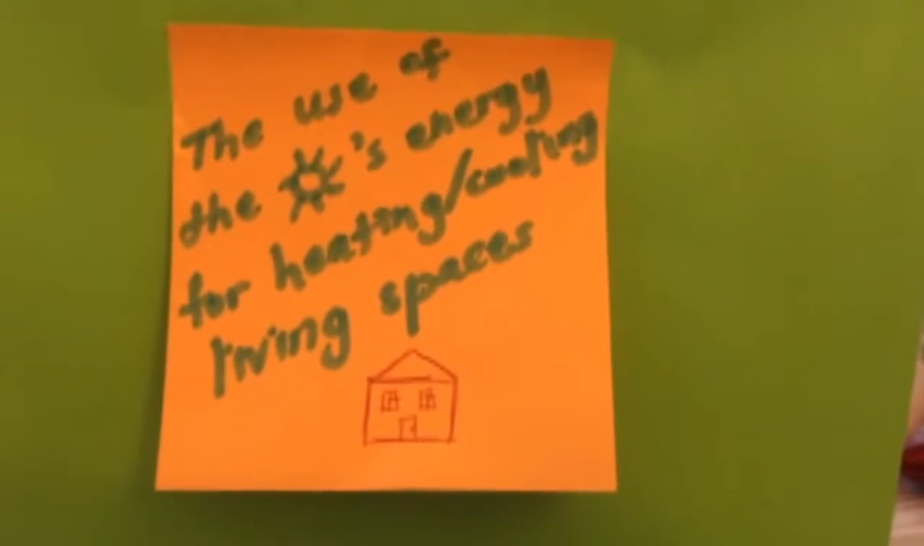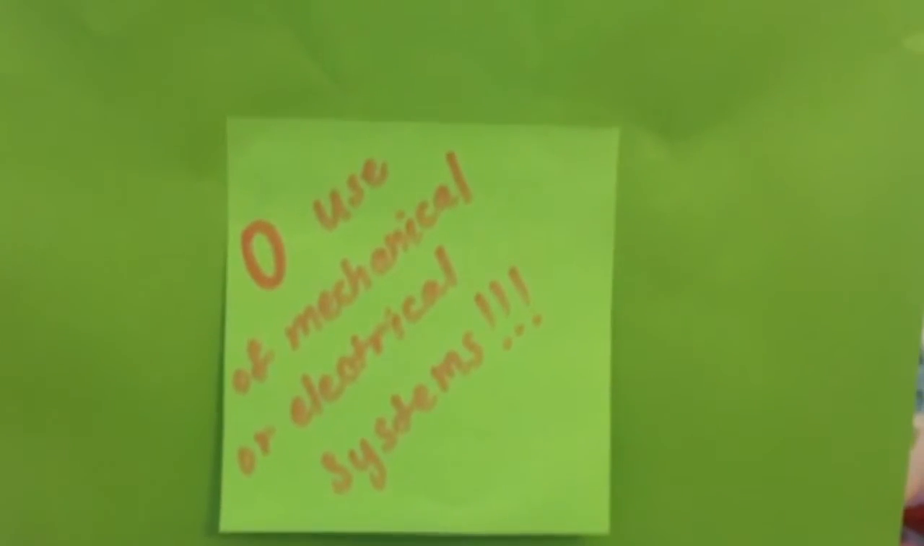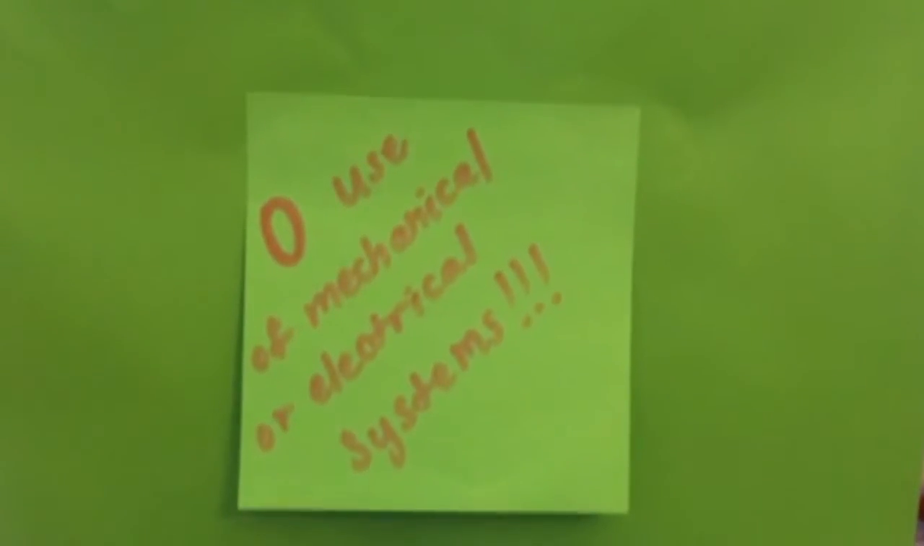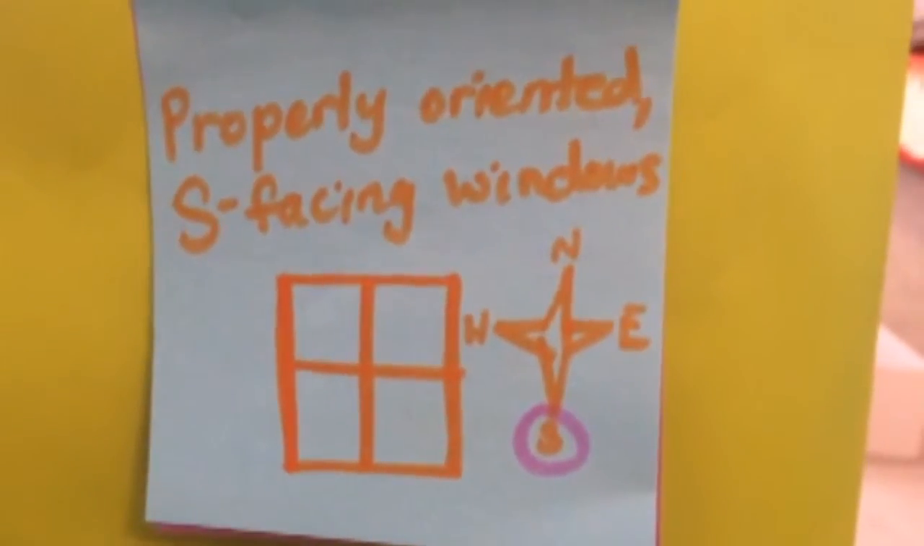Passive solar design is using the sun's energy for the heating and the cooling of living spaces. It is simple, has few moving parts, requires minimal maintenance, and has zero mechanical or electrical system. Solar energy is obtained through properly oriented south-facing windows.